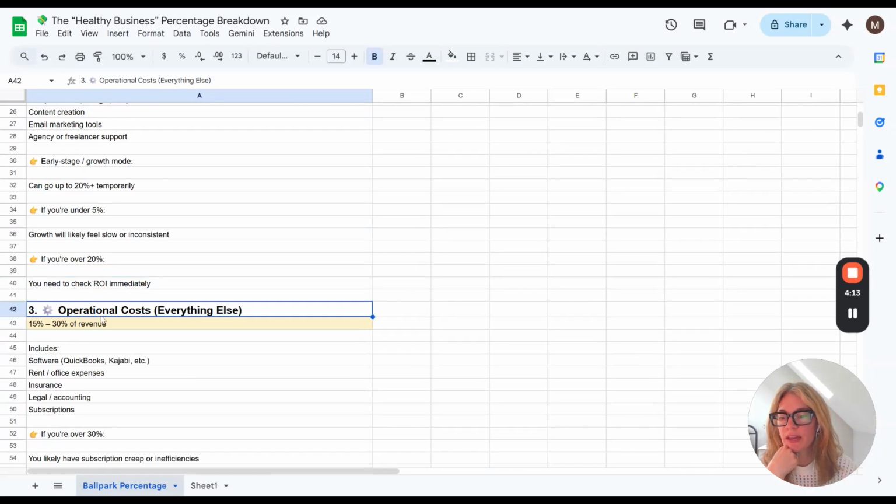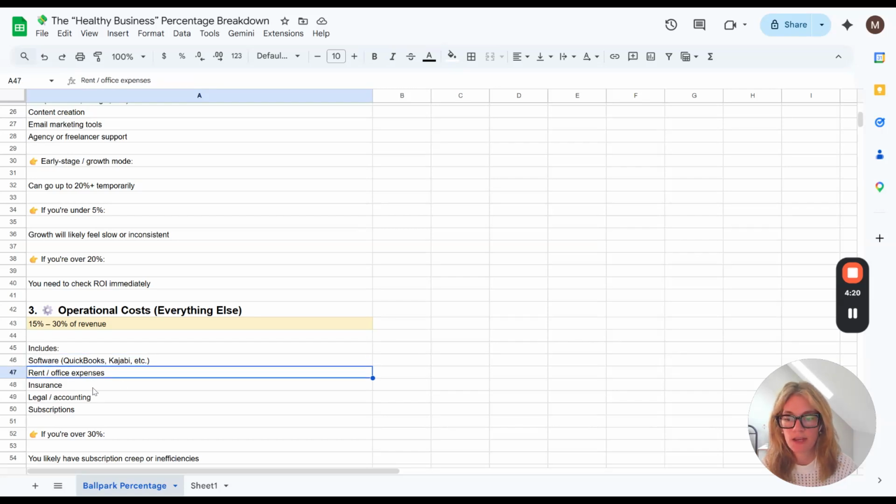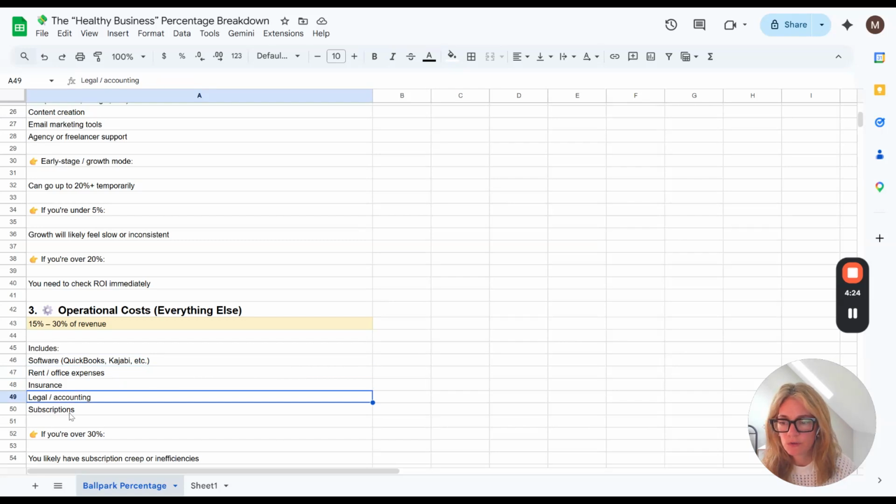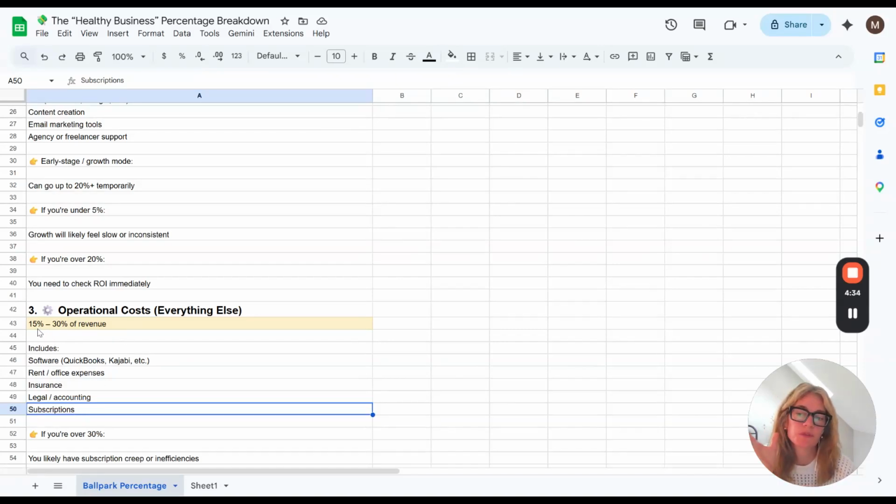And then the third category is your operational costs, which is basically everything else. This is everything from software, rent, office supplies, office expenses, insurance, legal, subscriptions. It's like all those other expenses that you need to run your business. And this is going to be anywhere from 15 to 30% of revenue.